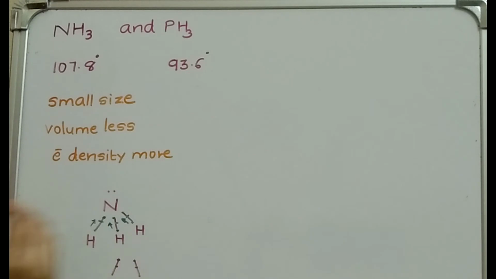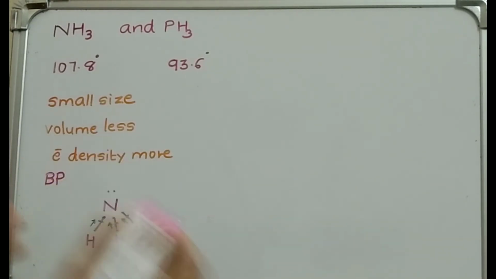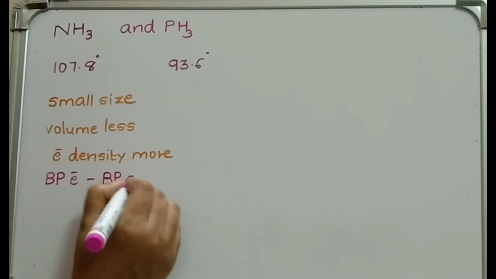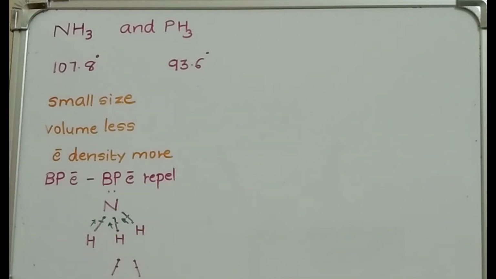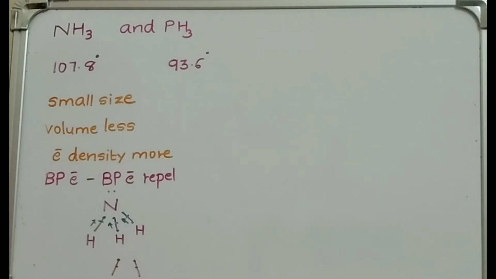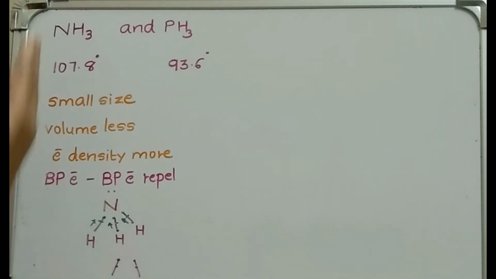Correct? And because of this, BP electron, I will write it as BP, that is bond pair electron, and bond pair electron repulsion takes place. They will repel. Correct? So this is the case in ammonia. So repulsion is taking place. So they will move far from each other. Correct? So the bond angle is increased in ammonia.